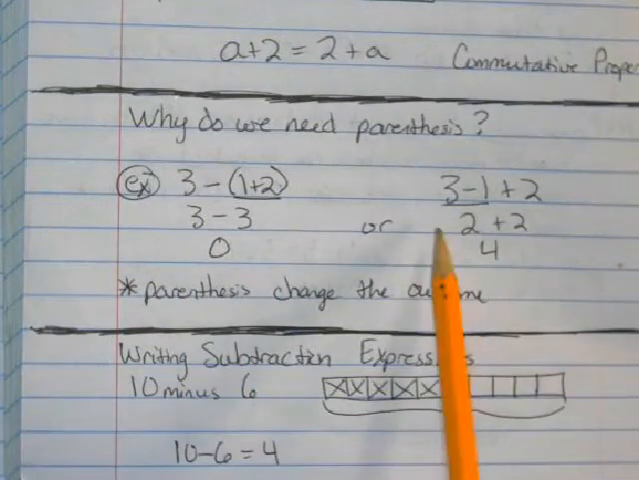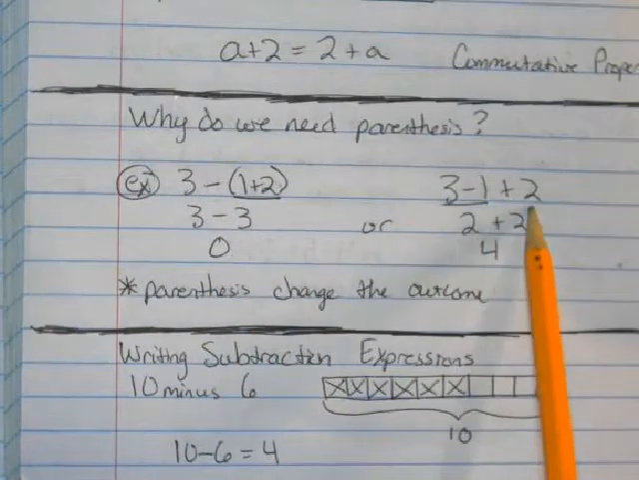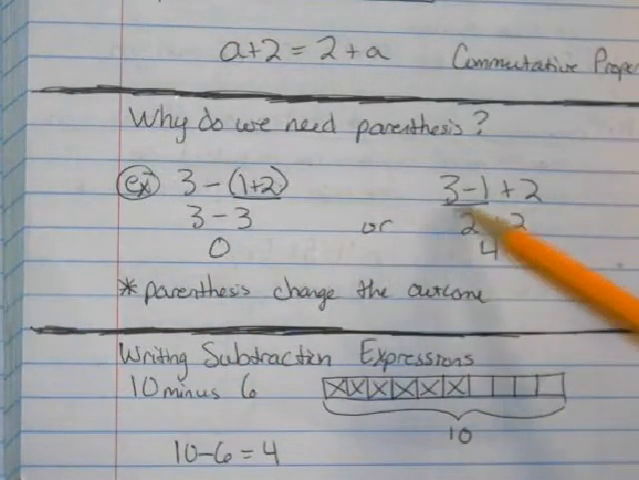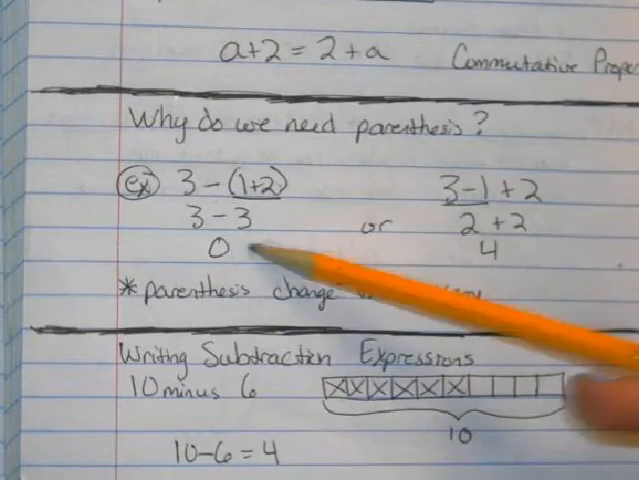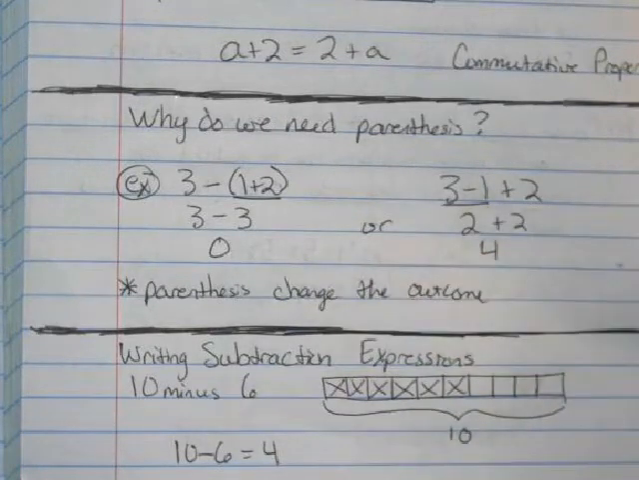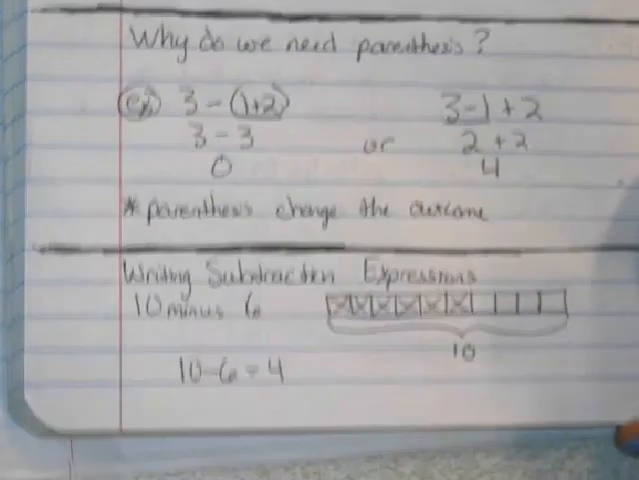Now, if you write it like this, so still the same order, 3 minus 1 plus 2, you then would solve the first one, and you'd have 3 minus 1 is 2, bring down the 2, 2 plus 2 gives you 4. Two very different answers, 0 and 4. So the parentheses can change your outcome, so if you need one step before the other, make sure you put those parentheses in there so they remember to do that first.